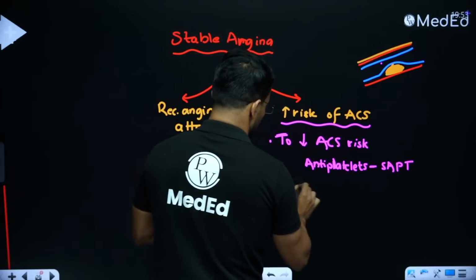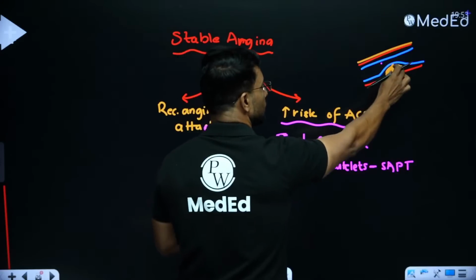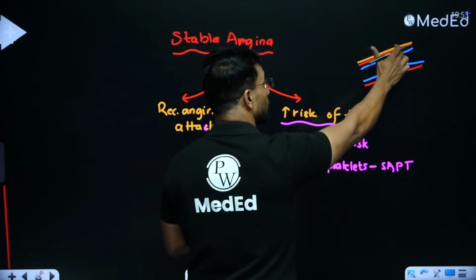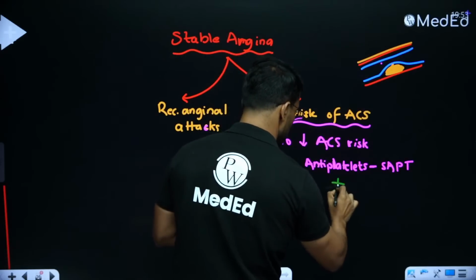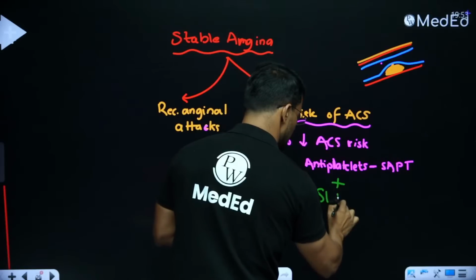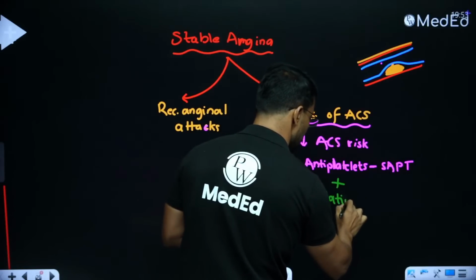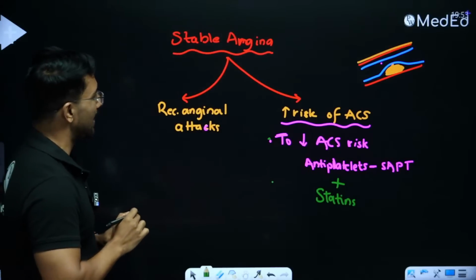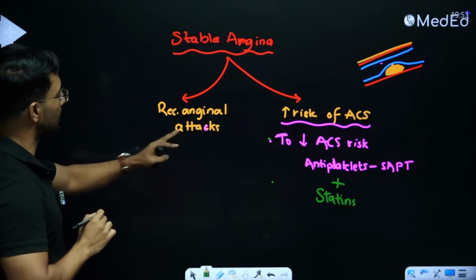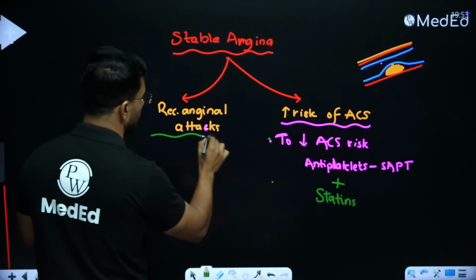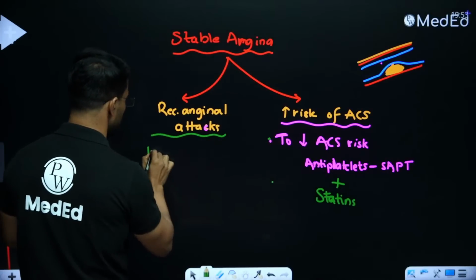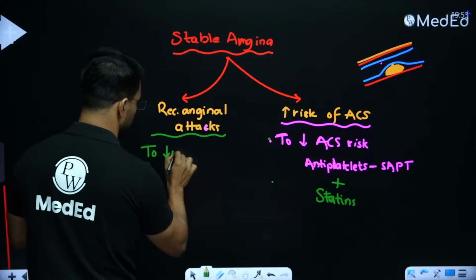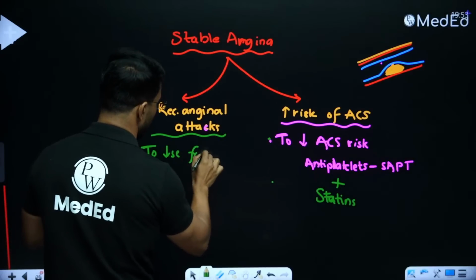And then second, we all know that the chance of rupturing the plaque increases as the atheromatous plaque progresses. So I will also consider adding statins. This patient is already on statins, and he is already on antiplatelet. So now coming to the recurrent anginal attacks, how can I reduce them? To decrease the frequency of angina attacks.